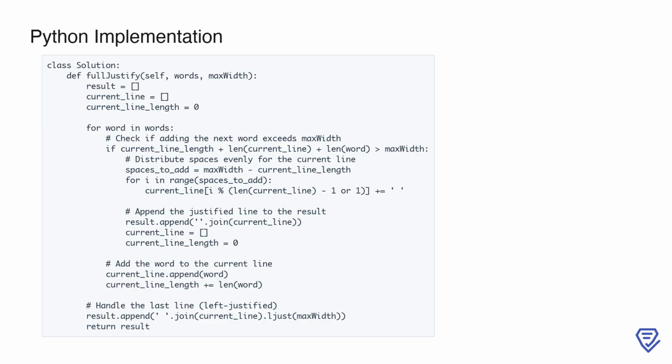The last line is treated separately, as it should be left justified. The words are joined with single spaces, and the entire line is padded with spaces to the right to match the maximum width.